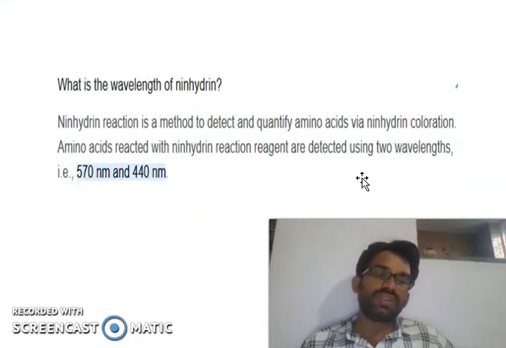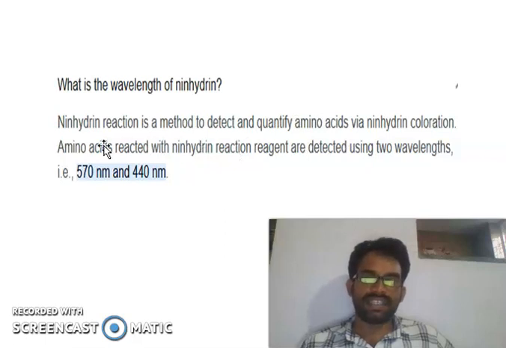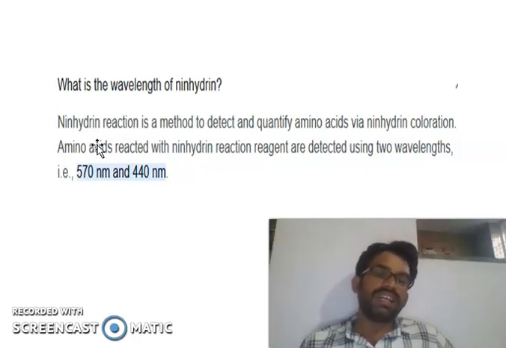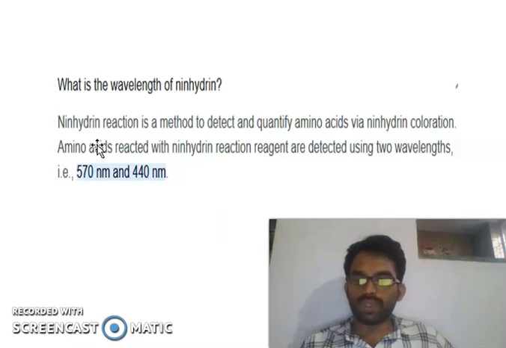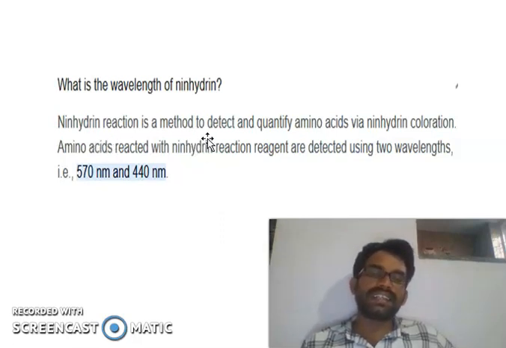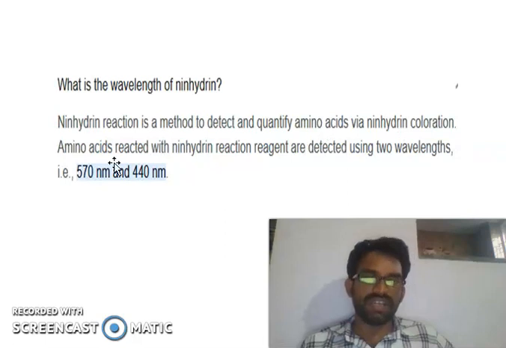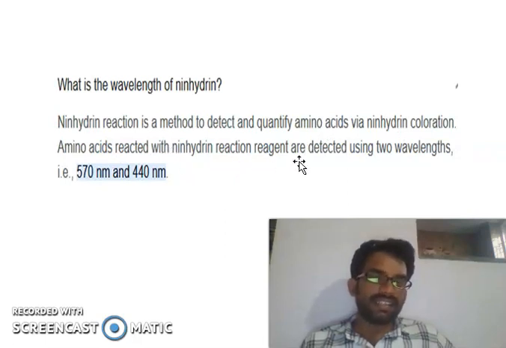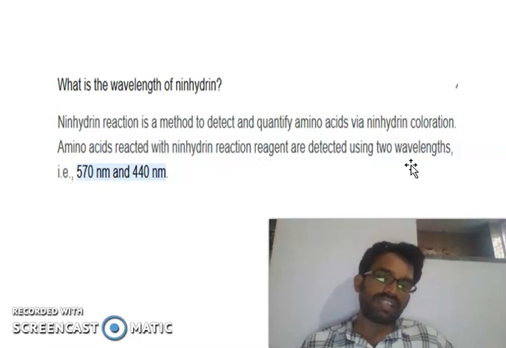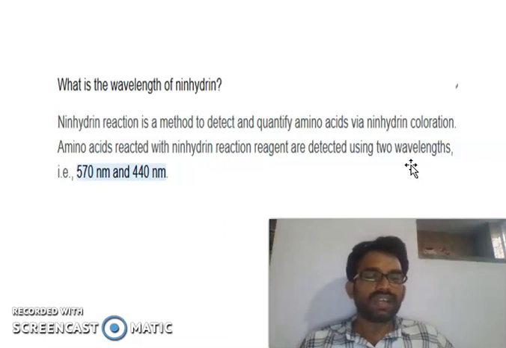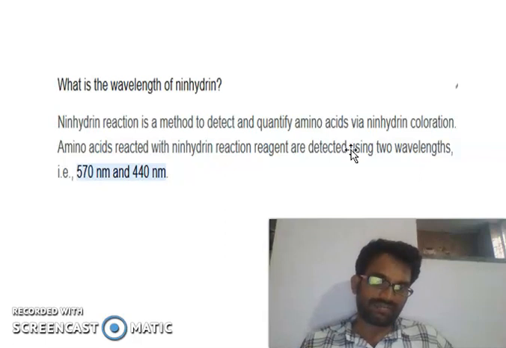Then what is the wavelength to quantify the amino acids? This point is very important in various competitive exams, they will ask you. Ninhydrin reaction is the method to detect and quantify amino acids via ninhydrin coloration. So amino acid reacts with ninhydrin, and the reagent is detected using two wavelengths: one is 570 nanometers and another one is 440 nanometers. These are the two wavelengths to measure the ninhydrin test for the quantification of amino acids.